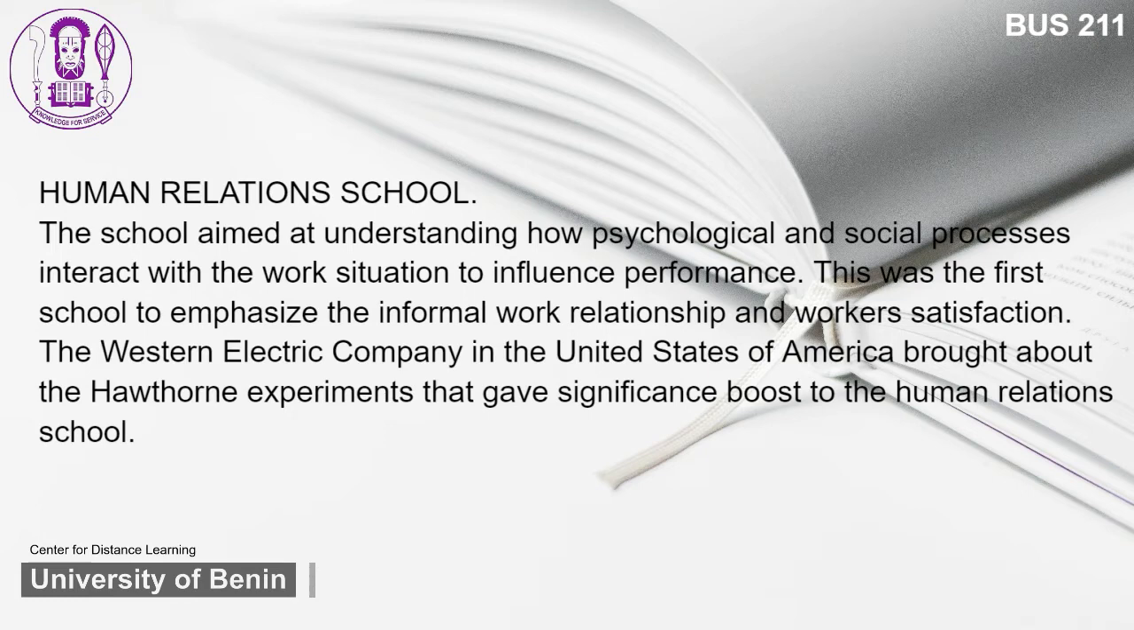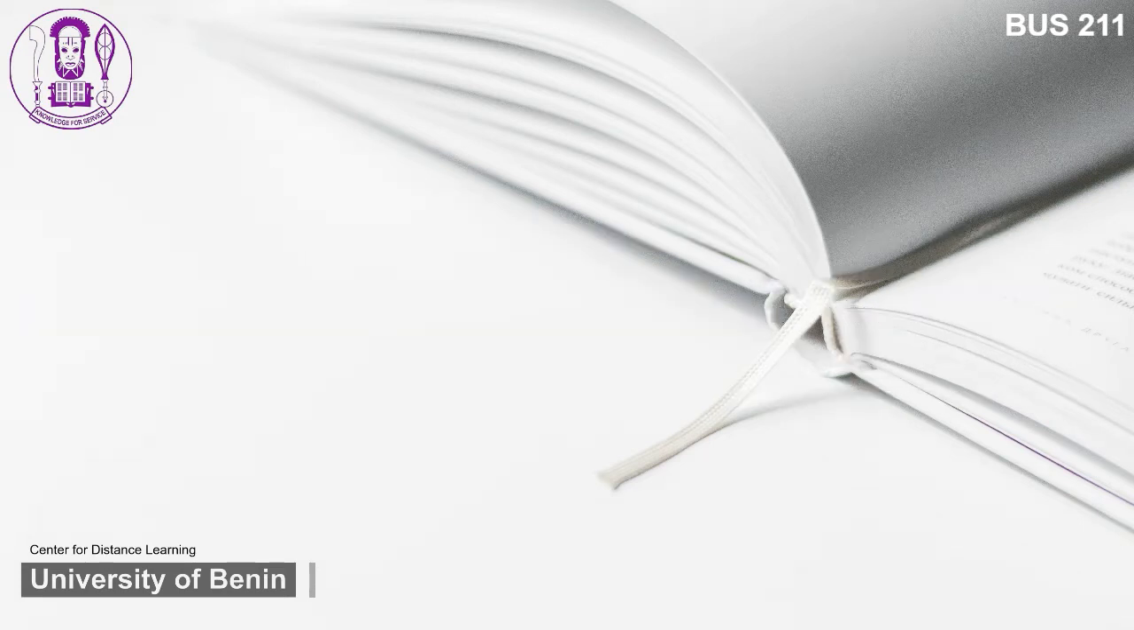Human Relations School. The school aimed at understanding how psychological and social processes interact with the work situation to influence performance. This was the first school to emphasize the informal work relationship and worker satisfaction. The Western Electric Company in the United States of America brought about the Hawthorne experiments that gave a significant boost to the Human Relations School.